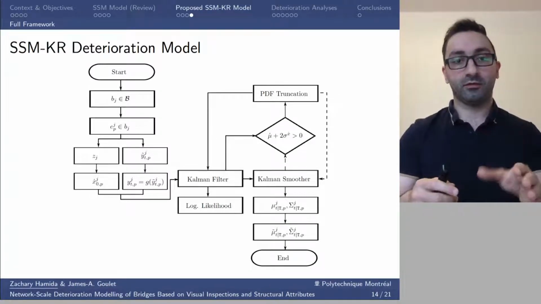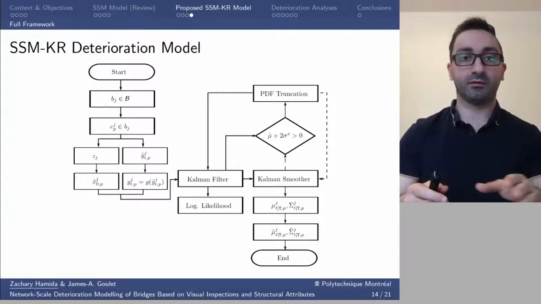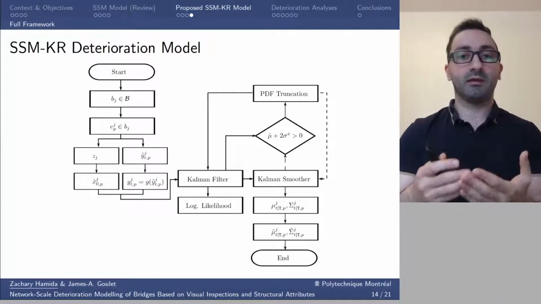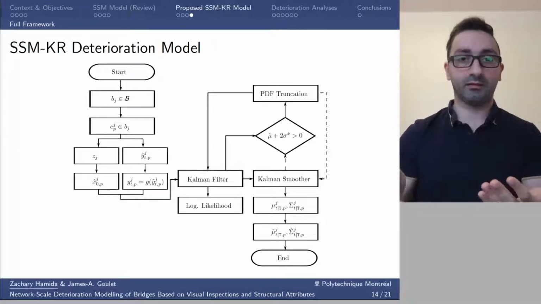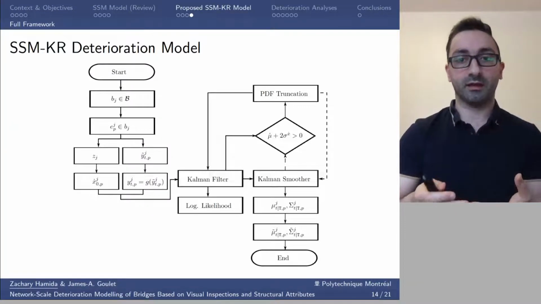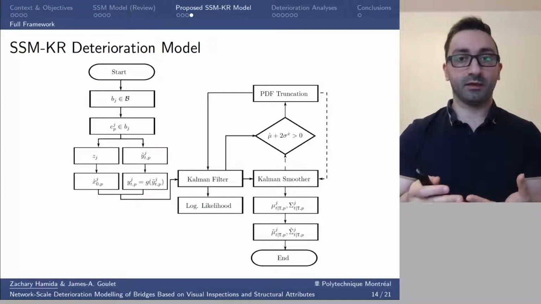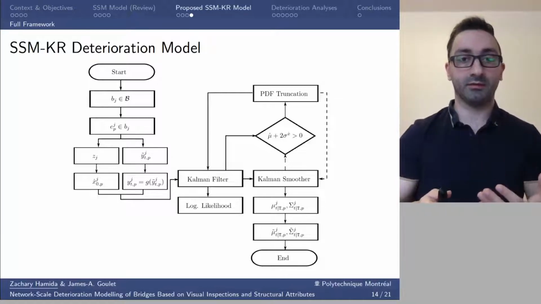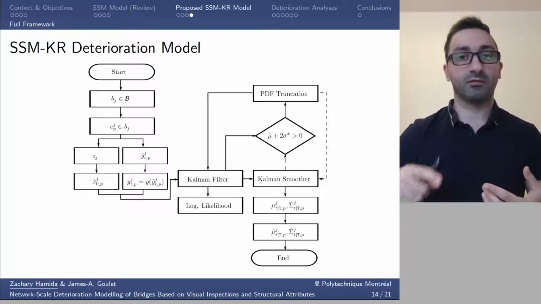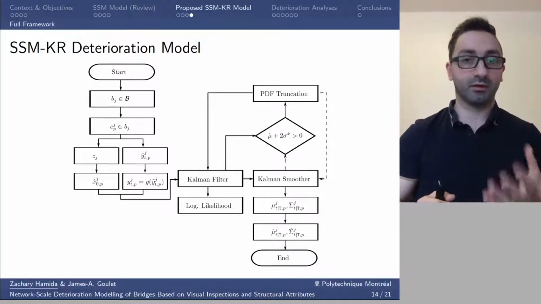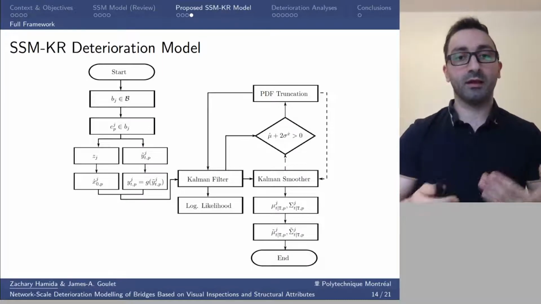So having the initial speed estimate and the observations in the transform space, we pass them into the Kalman filter that we have here. The Kalman filter would perform the prediction and the update steps. And at each time step, I need to ensure that my deterioration speed is negative. In case it is not, then I apply the PDF truncation method that we have. And this check we perform at each time step. The Kalman filter also provides me with the log likelihood, which helps in estimating the model parameters.